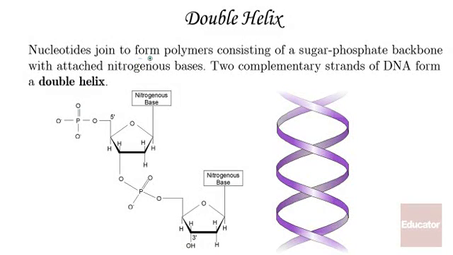Nucleotides join to form polymers that consist of a sugar phosphate backbone with the attached nitrogenous bases. So one nucleotide is linked to the next nucleotide to form what's called a polynucleotide. So the monomers are the nucleotides, and they join to form polynucleotides, and that's usually what we're talking about when we talk about DNA and RNA. The linkage that attaches these is known as a phosphodiester linkage.